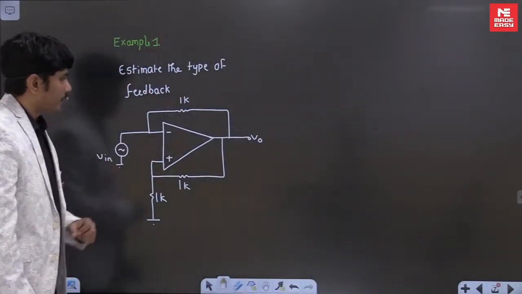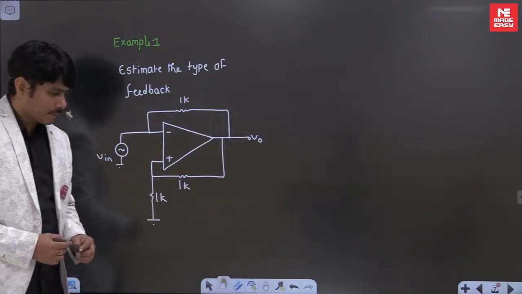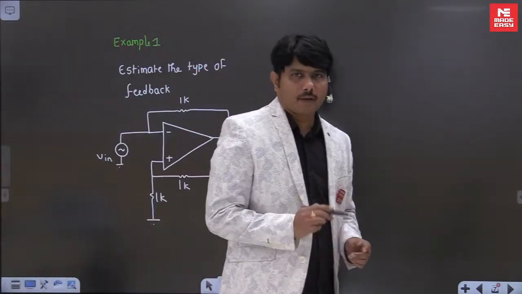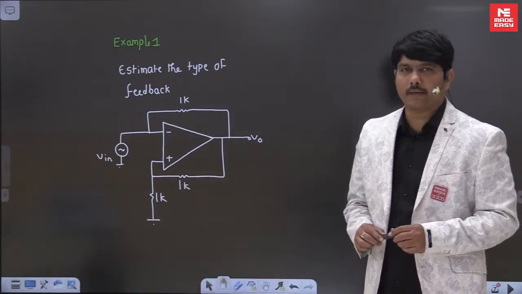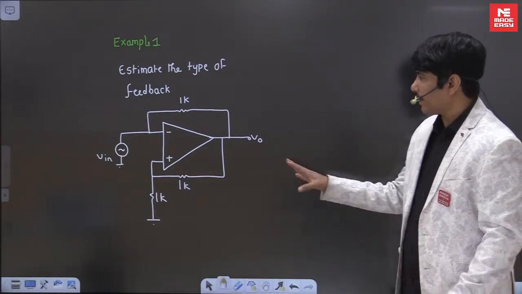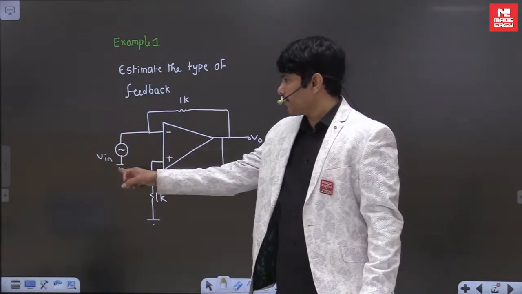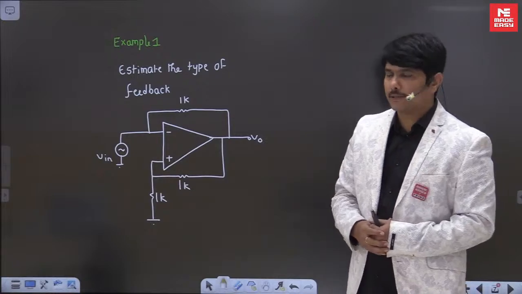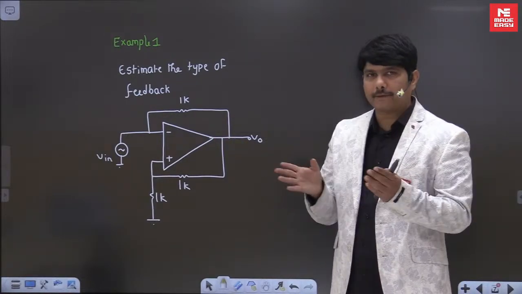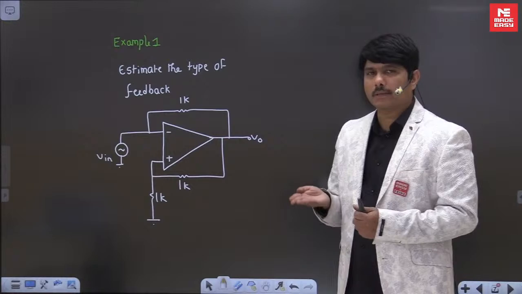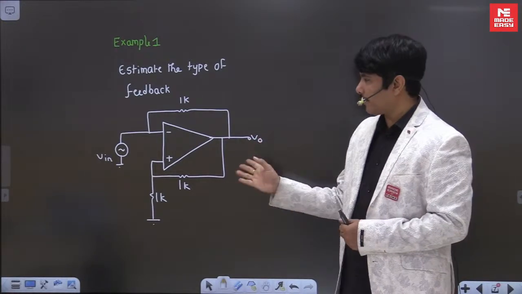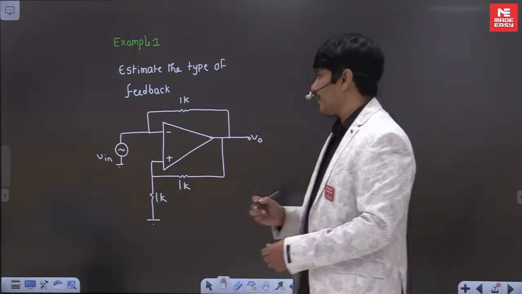This is the first question example. Carefully observe it. Now I have to check it and tell what type of feedback it is. The trick I have said is, first, your input should be grounded, and the output should be broken, and assume that the output is slightly rising by del V, and find out V plus and V minus. The trick is very simple.